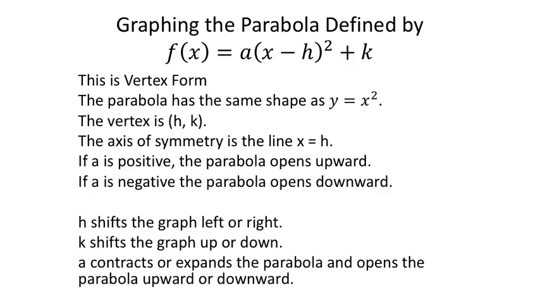All right, graphing the parabola defined by f of x equals a times the quantity x minus h to the power of 2 plus k. This is what we call vertex form.